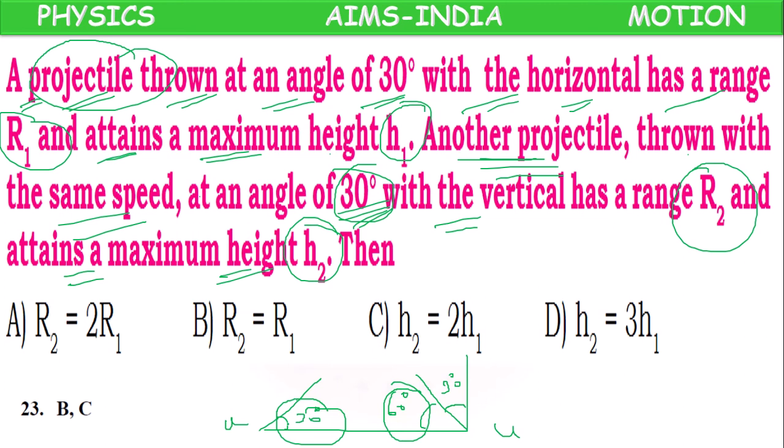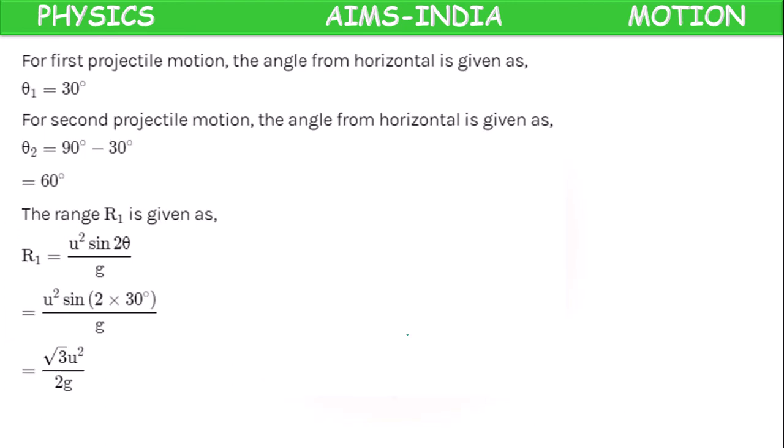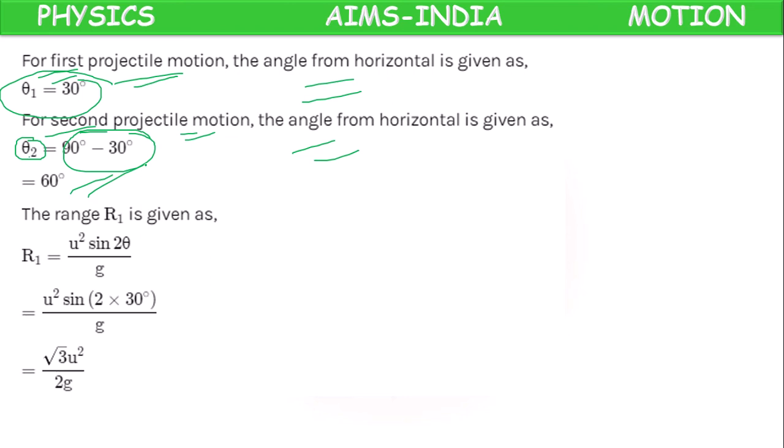So, the first time it has covered a range of R1. Second time it has covered a range of R2. And heights H1, H2. So then, what is the relation between them? For first projectile motion, angle from horizontal is 30 degrees. For second projectile motion, angle from horizontal, theta 2 equal to 90 minus 30, which is equal to 60.